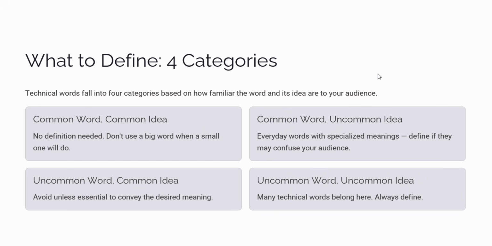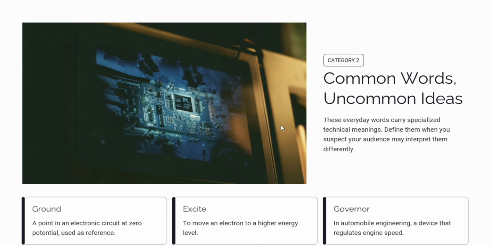So we have the summary of the things to define. Number one, common word, common idea. No definition is needed. Another category is common word, uncommon idea. You must define here. Here we have uncommon word for common idea. Then the last category is uncommon word for uncommon idea. Let's look at them in details.